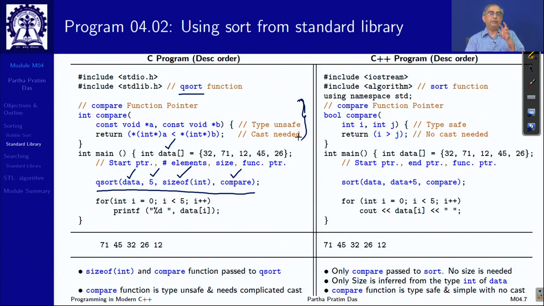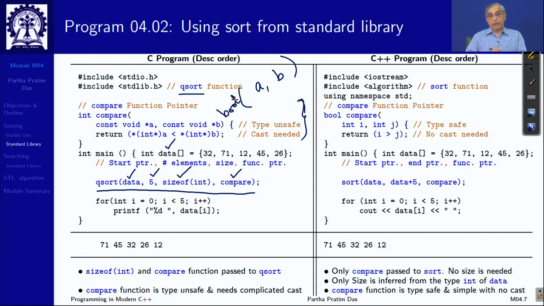So, I can think of a compare function taking two elements, say A and B, and giving me a Boolean result: if A is less than B, it is true, otherwise it is false. If I have such a function, then Q-sort can use that function as a function pointer without actually knowing what the function is. So, the user will write that function.